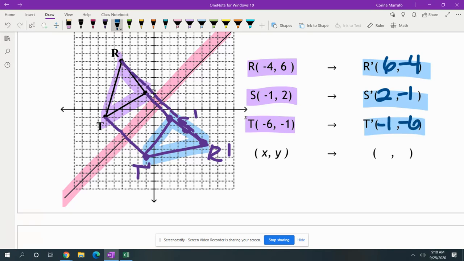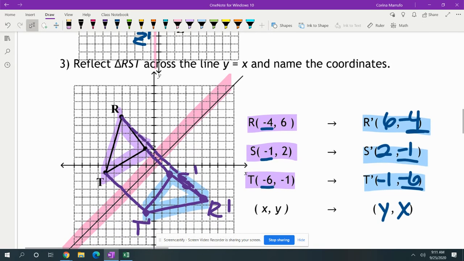So now, if we look at our X values and our Y values, they do not match up. So my X value here does not match up with this one, but it does match up with this one. This -1 matches up with this one. This -6 matches up with that one. So what happens is they actually just flip-flop. That means your X values become your Y values, and your Y values become your X values. So that's the rule when you reflect across the line Y equals X.